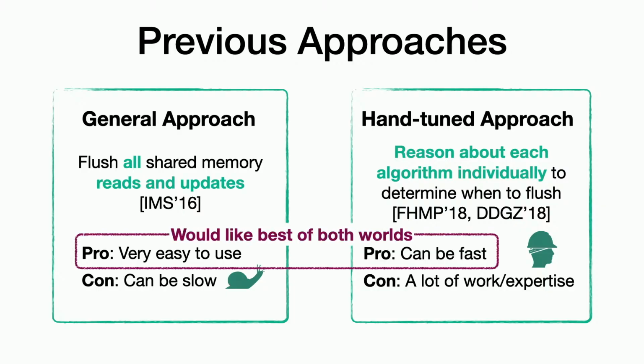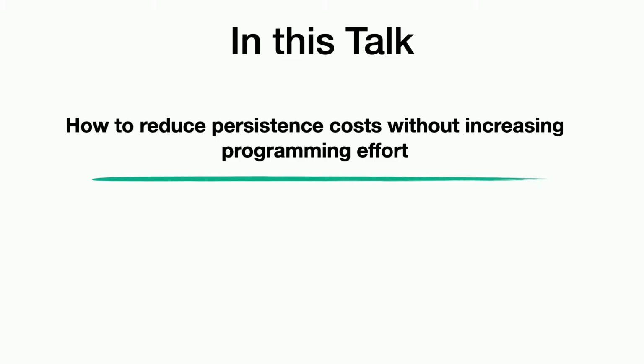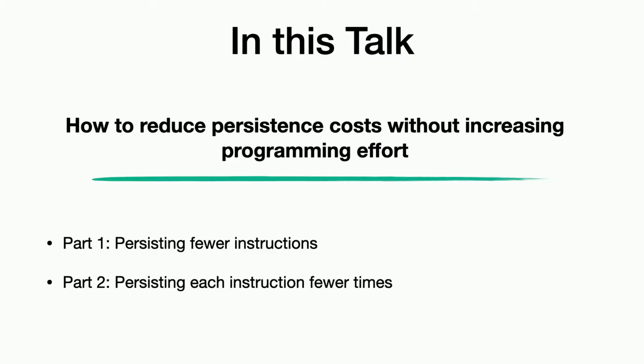So what we would like is to achieve the best of both worlds. We want it to be really easy to use in general, and we want it to be fast. Okay. So this is what I'm going to talk about. I'm going to show you two parts to this. The first is how to choose which instructions, which memory locations do not need to be flushed at all. And then afterwards, I'll talk about once you know which instructions you do want to flush, how to make sure that they're flushed less often.